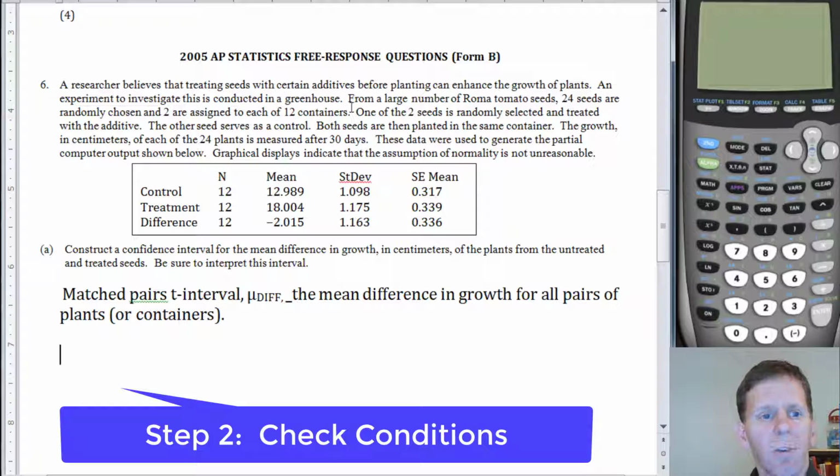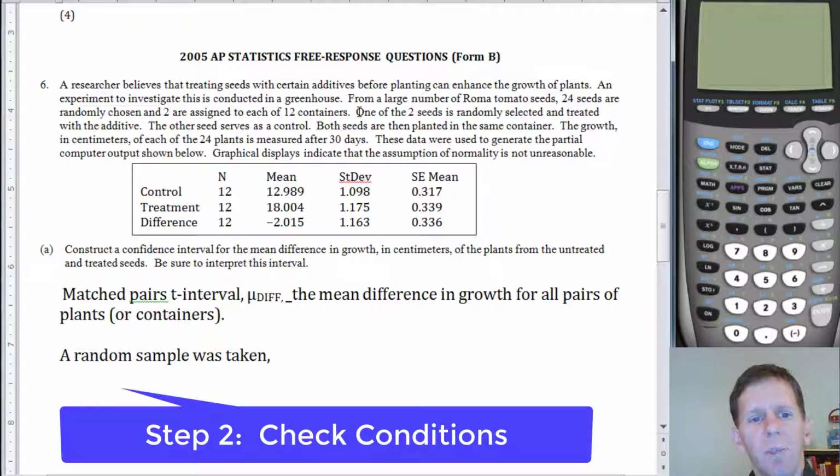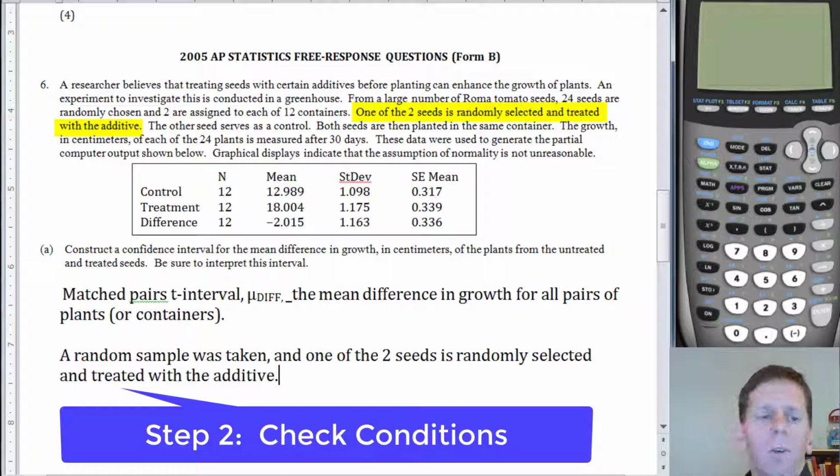And the first part deals with a random sample. The 24 seeds are randomly chosen. So I think it's fine to say a random sample was chosen. But I think it's also good to talk about how the seeds were randomly assigned into groups. So I'm just going to plagiarize this sentence that talks about one of the 2 seeds is randomly selected. So we have a couple layers of randomness here. That's kind of unusual. Most questions just talk about random assignment of seeds to containers. So we addressed both of them here, so we're going to be safe.